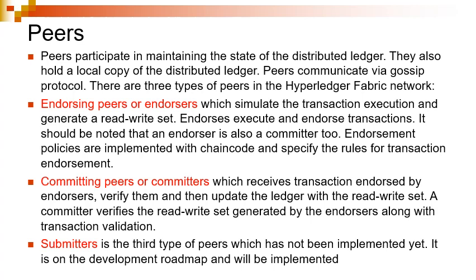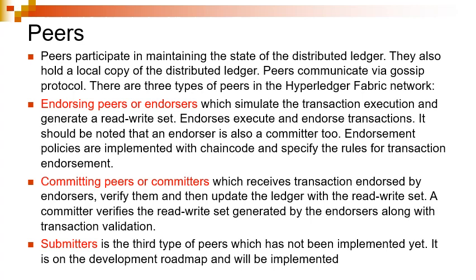There are three types of peers in the Hyperledger Fabric network: endorsing peers, or endorsers. The second type of peer is committing peers, or committers. And the third type of peers are submitters. So you will see what these endorsers, committers, and submitters are.